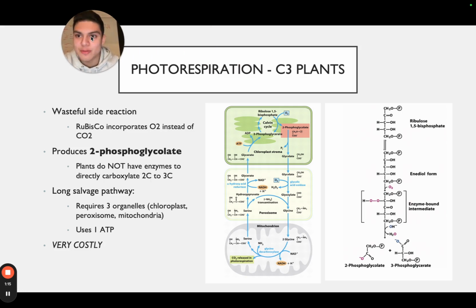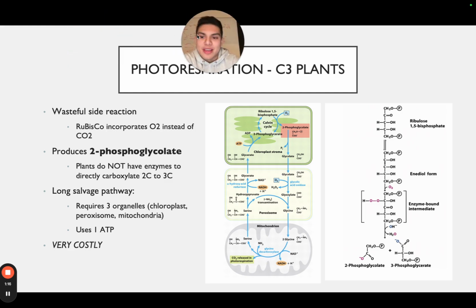And now moving on to photorespiration. Remember when I talked about Rubisco being different than biotin, and Rubisco can incorporate oxygen with CO2? That's exactly what this is. It's incorporating the O2 rather than the CO2. It does a misincorporation. And so this is in C3 plants, and we have photorespiration, where it's a wasteful side reaction.